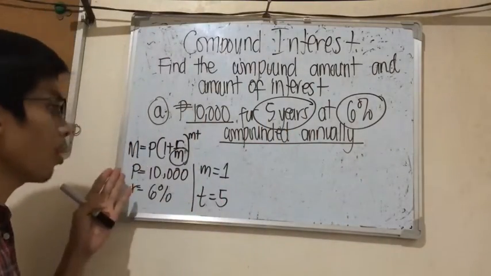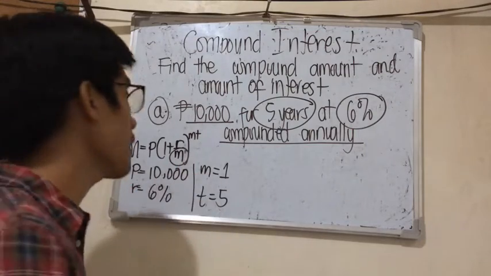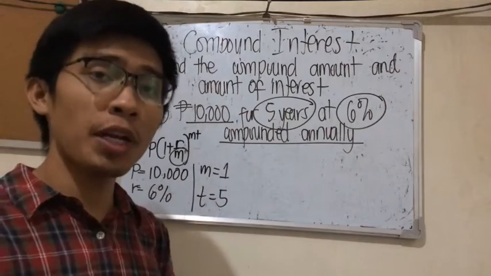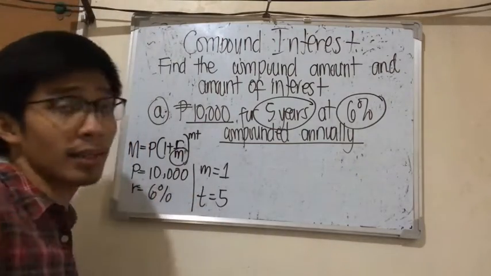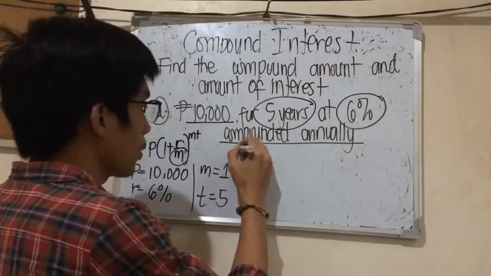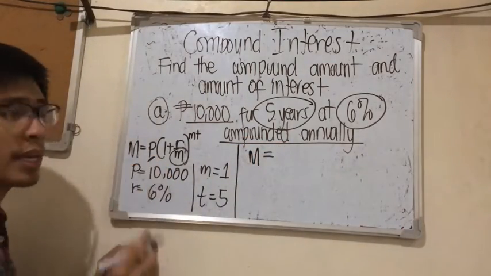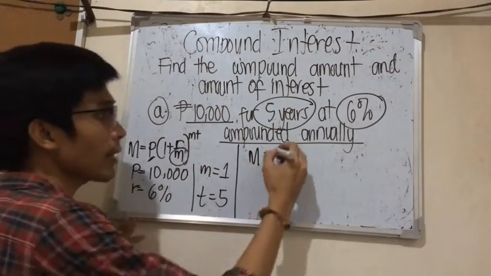Now, we already have the P, R, M, and T. Are we ready to solve the problem? Yes, we are ready to solve the problem because we already got the important elements. So let's try to solve that. That is M. What is the value of your P? The value of your P is 10,000.